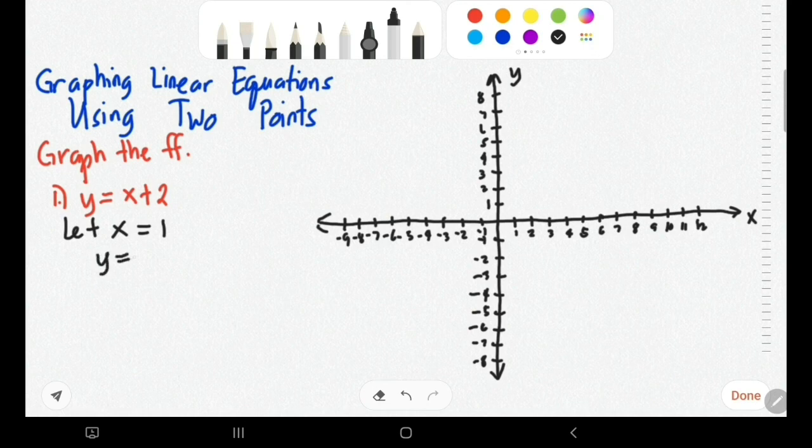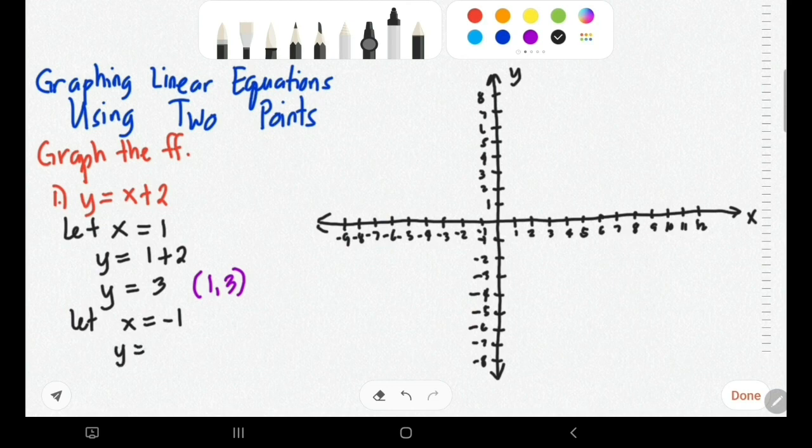You solve. y equals, substitute, x is 1, plus 2. So y equals 3. So now you have a point that is (1, 3). Let's get the other point. Another one, let x be equal to, I'll just give you a technique, class: use smaller numbers so that it's easy for you to solve for the other variable. How about -1?